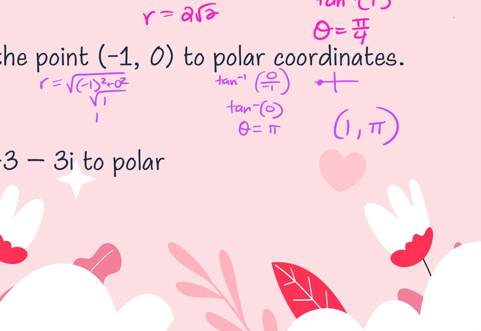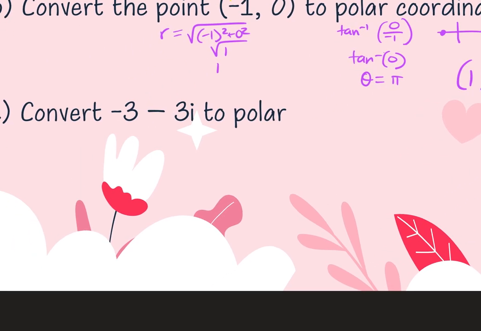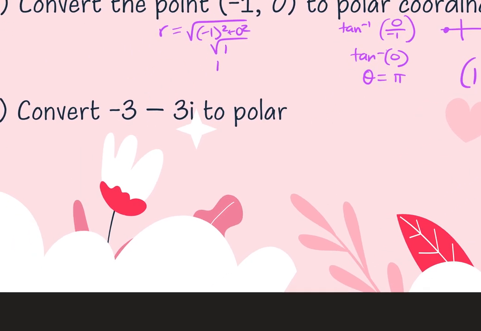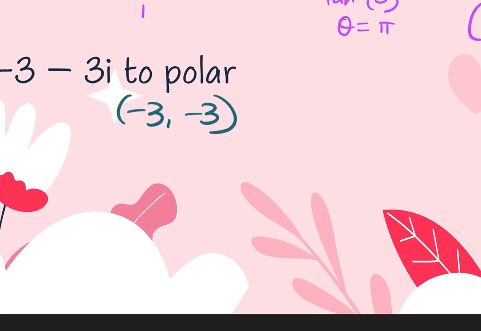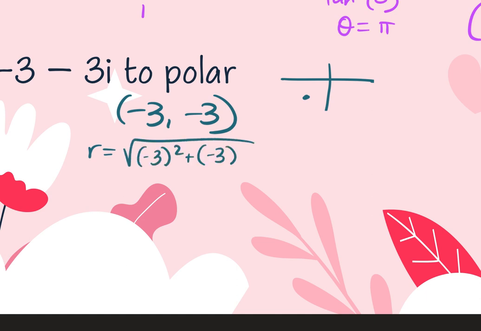Because you're squaring. All right, last one says convert negative 3 minus 3i to polar. So now it's starting complex and we want to go to polar. What is that coordinate point? (Negative 3, negative 3). If the i throws you, take it out. So now for my r, where is (negative 3, negative 3)? Quadrant 3. So I get the square root of negative 3 squared plus negative 3 squared. Square root of 9 plus 9, square root of 18, which is 3 root 2.